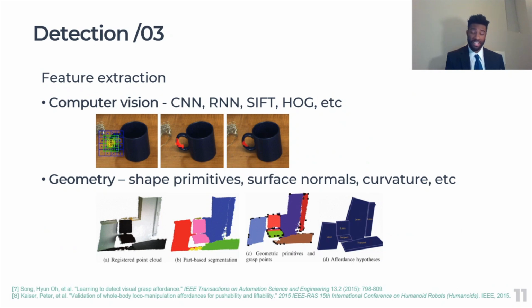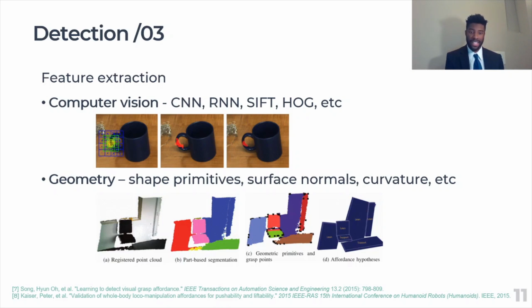So the way that they actually extract the features in the affordances is they use either computer vision or geometry ways. So they use neural networks or popular feature extractors like SIFT and HOG that can detect different surfaces on the object and rank them based on what is actually present.